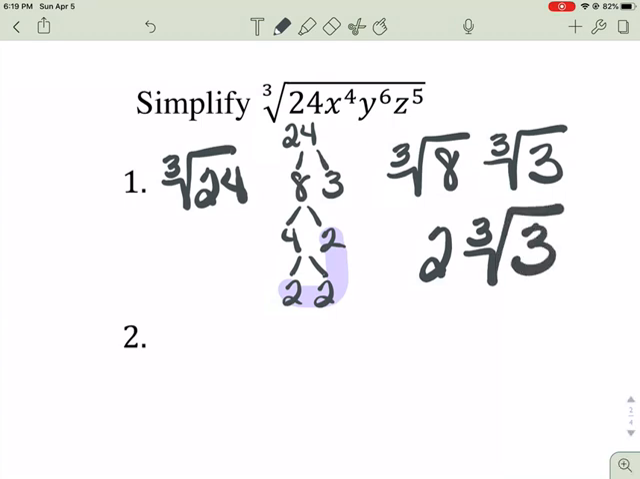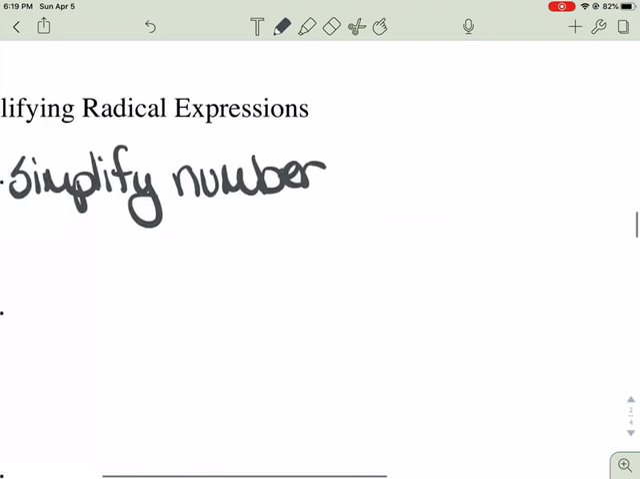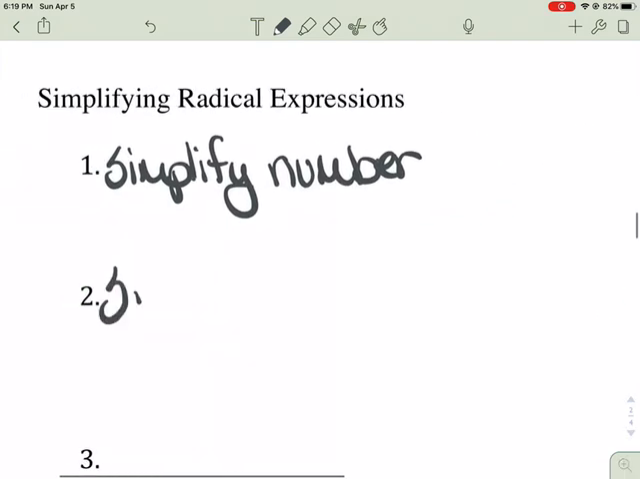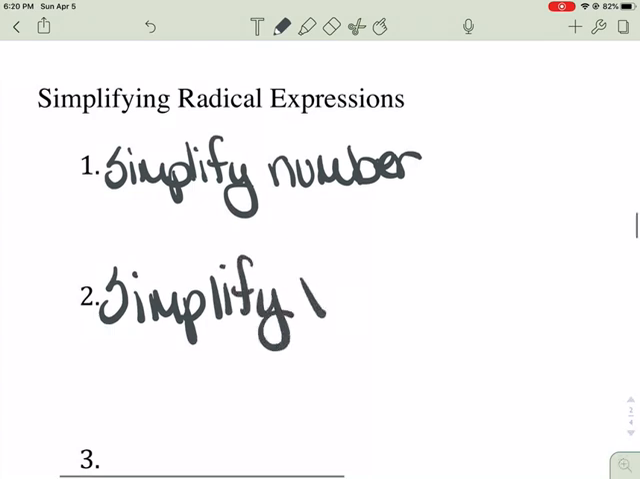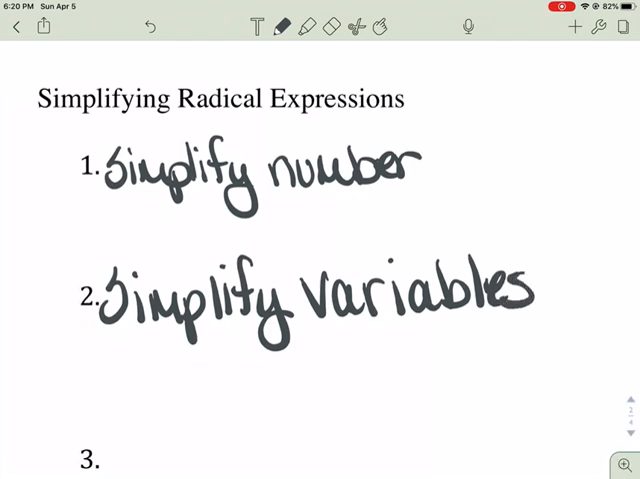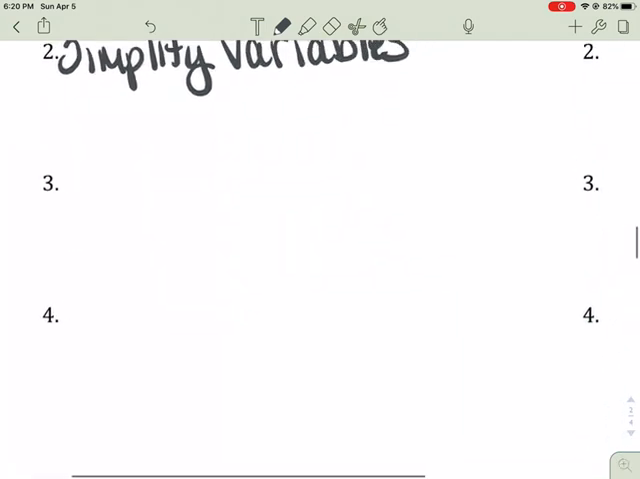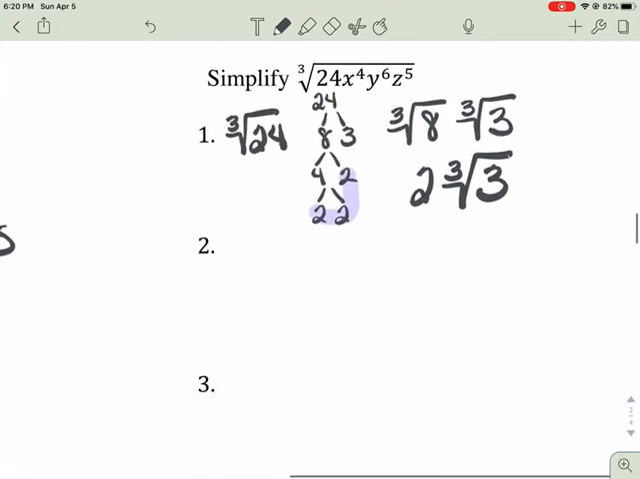Now we're going to put this all back together when we're done, so just leave it hanging out. Now we're going to simplify our variables. Okay, and this is like steps 3, 4, and part of 5. So I'm going to do them separately. I'm going to do x, y, and z.